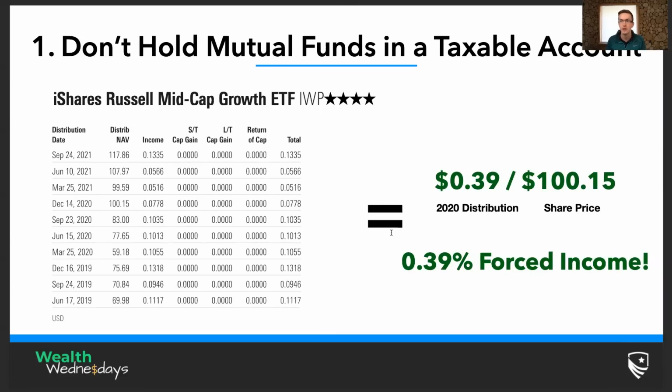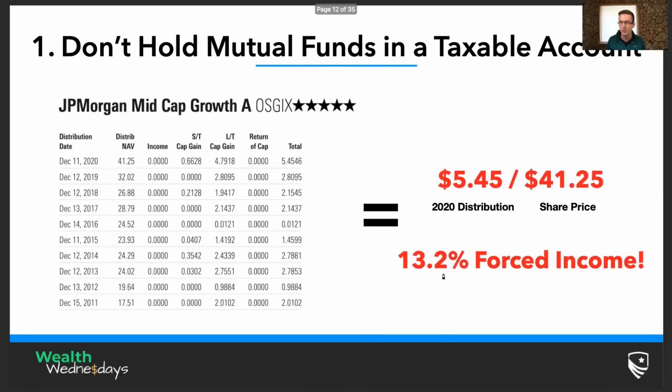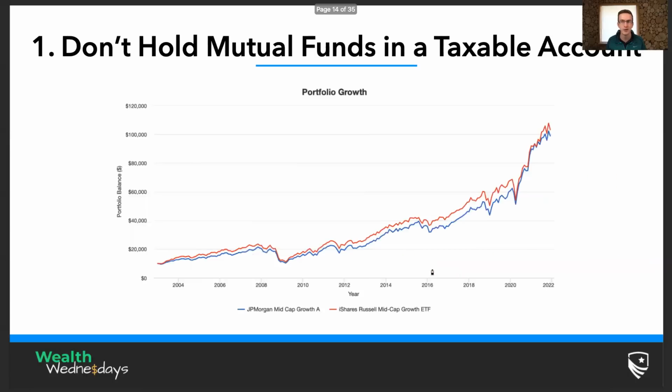Okay, apples to apples. We got the mid-cap growth ETF here. And again, looking at totaling these distributions, we're looking at 39 cents on a share price of $100.15. Okay, and again, this is primarily in the form of dividends. And we had 0.39% of forced income. So comparing that to 13.2%, we can see one is far more tax efficient. And then again, comparing performance, obviously they track fairly closely. Fee-wise, again, the ETF tends to outperform over time. This isn't always necessarily the case.